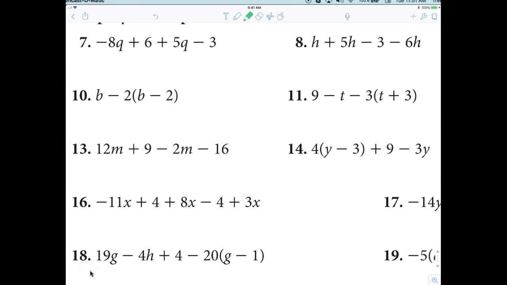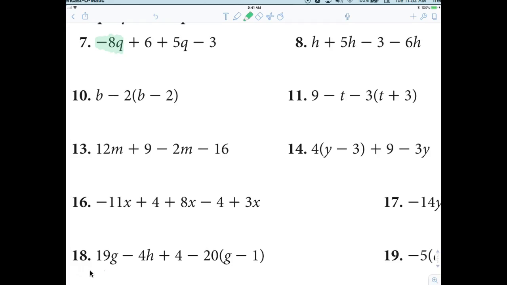Now, again, here's what I'm trying to tell kids all the time. The number in front tells you how many there are. The number in front, which is called the coefficient. So right now, I want you to highlight the Q's on number 7. How many Q's do I have?